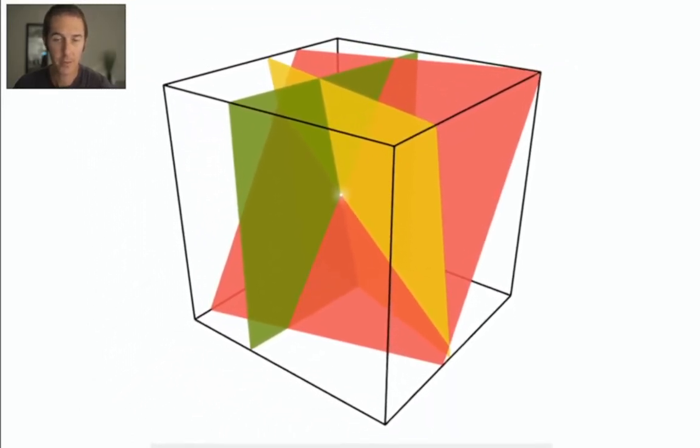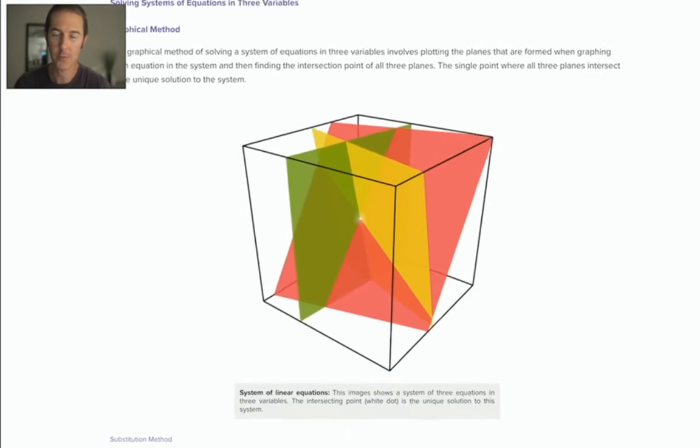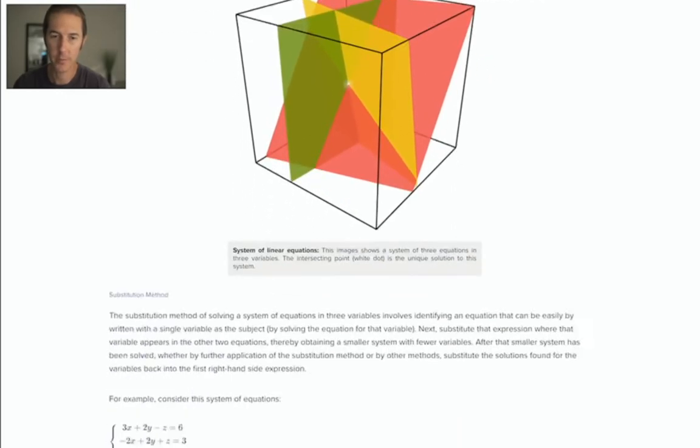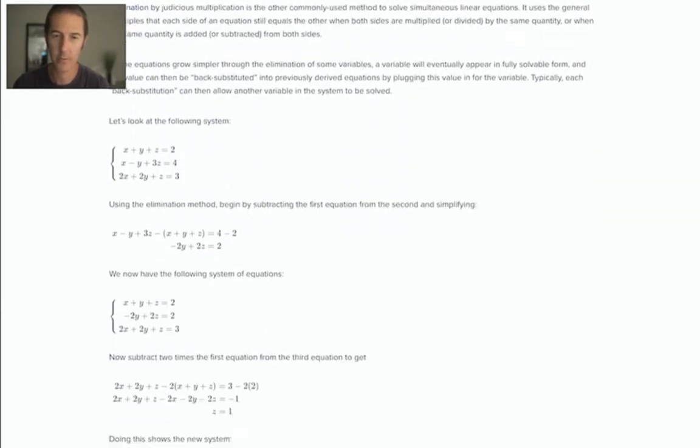So this system of three equations in three variables has one unique solution. And that solution is going to be expressed as not an ordered pair, but an ordered triple. Three coordinates, x, y, z. All right, so this is one of the scenarios where we do actually have a solution, and that's one unique solution for a system of three equations in three variables.